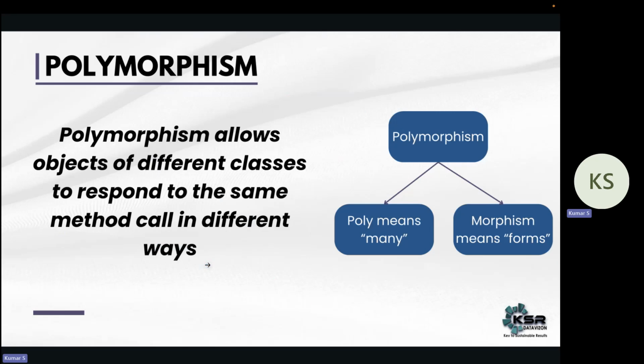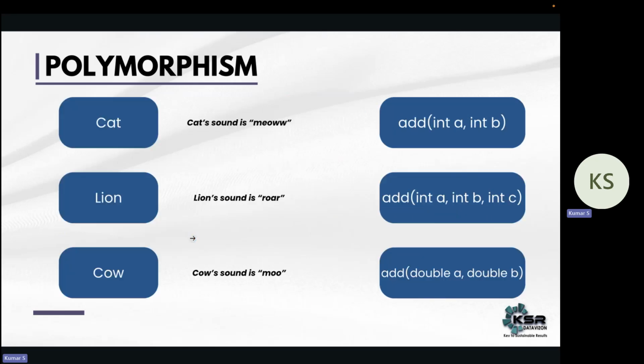Let's understand this with an example. Okay. Now let's see this example first. In the previous example, we have seen an animal class, cat, lion, and cow can be inherited from an animal class, right? Now you want to implement a sound functionality. Cat sound is meow, lion sound is roar, and cow sound is moo. You want to implement that functionality. Okay. Now you have implemented sound method in each of these classes.